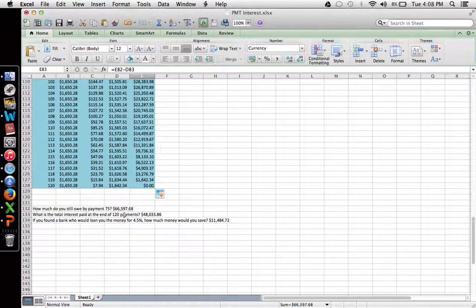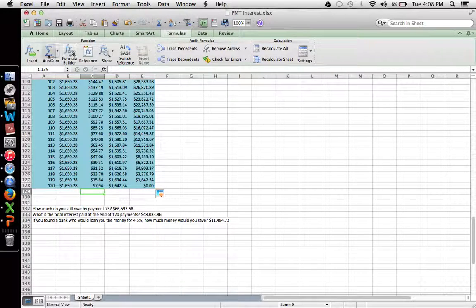Then it asks, what is the total interest you paid at the end of 120 payments? In the interest column, which is the C column, all I did was go to formulas, click auto sum to sum C9 through C128, and click enter. That gave me the total amount of interest I paid, which ended up being $48,033.86.